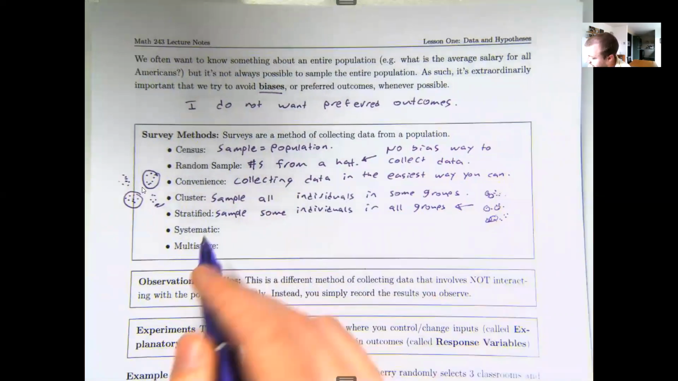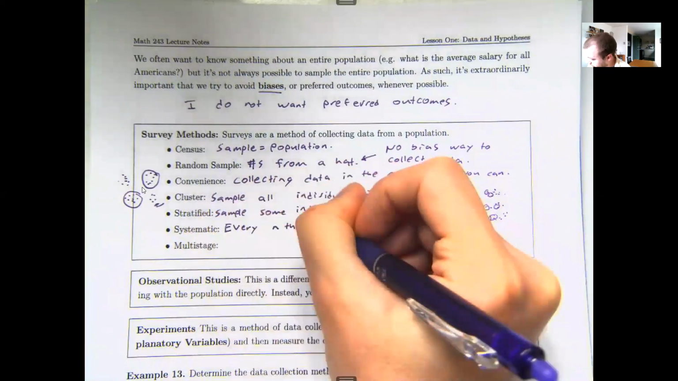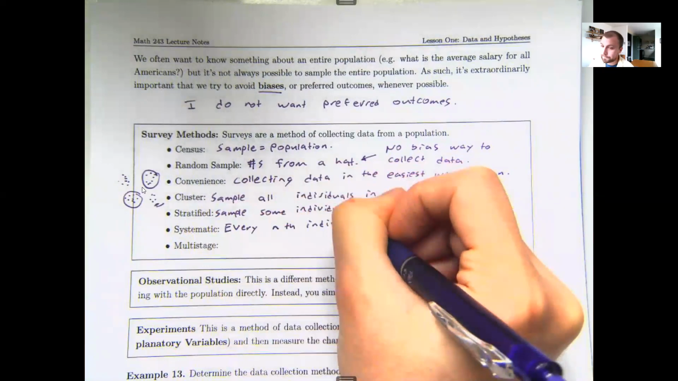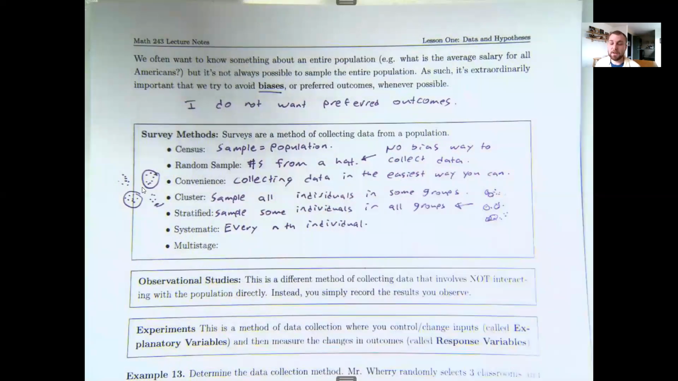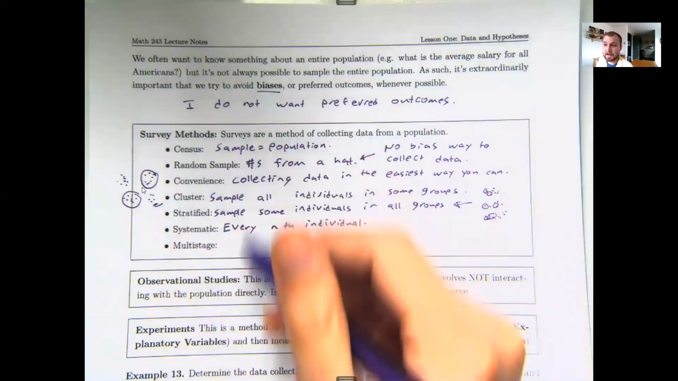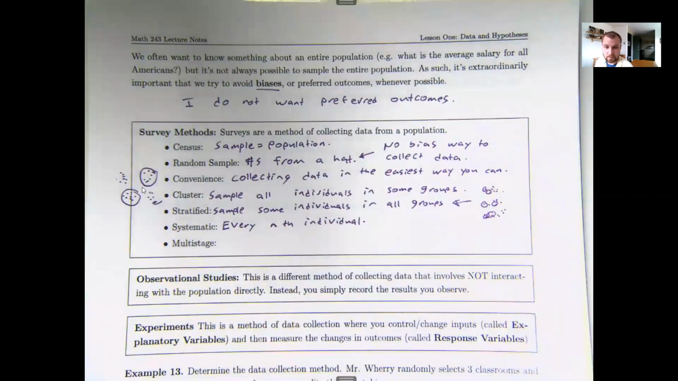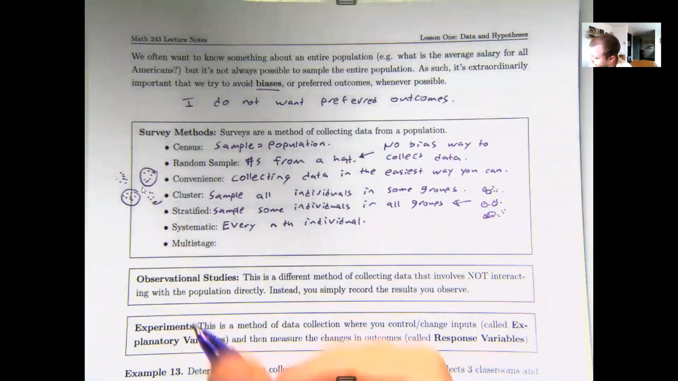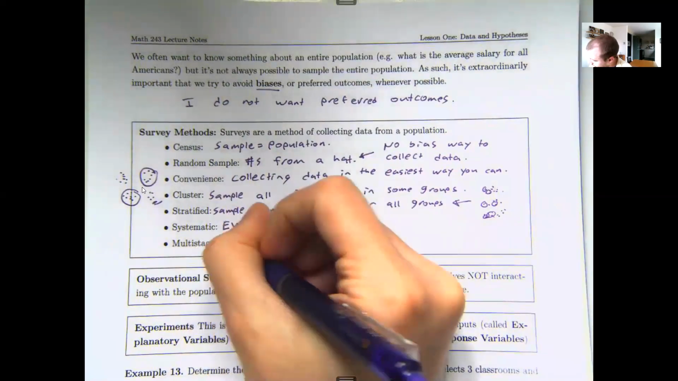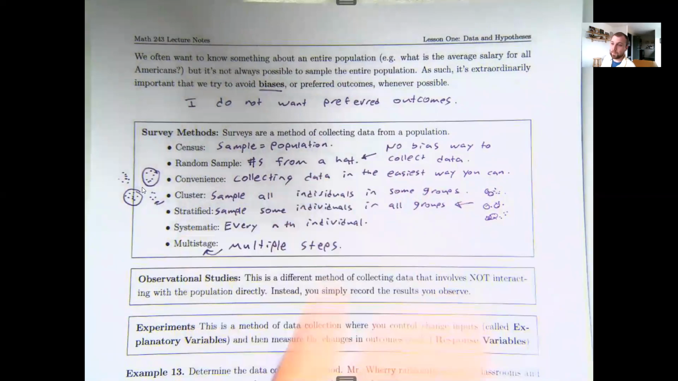Systematic, this is if I sampled every nth individual. So if I had a survey for every 10th person in the store, that would be an example of something that's systematic. And as a final type of survey technique, multi-stage, if I take any of the things above and I have it like systematic followed by stratified, or clustered followed by systematic, or systematic followed by a different type of systematic, if I have multiple steps to collecting my data, then I have a multi-stage way of looking at things.